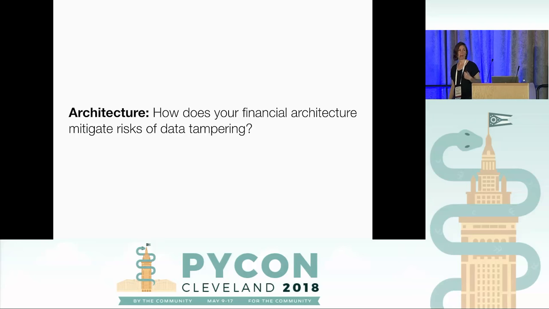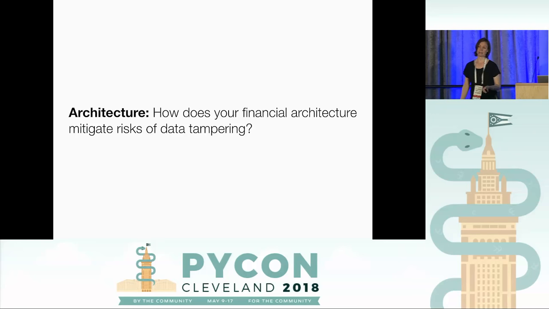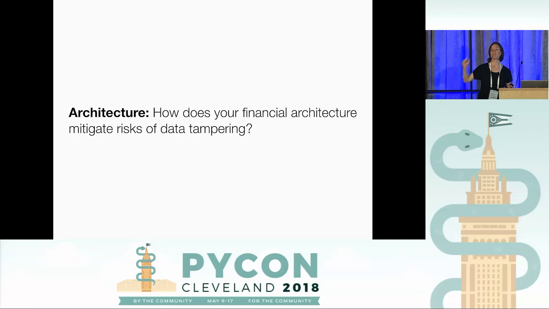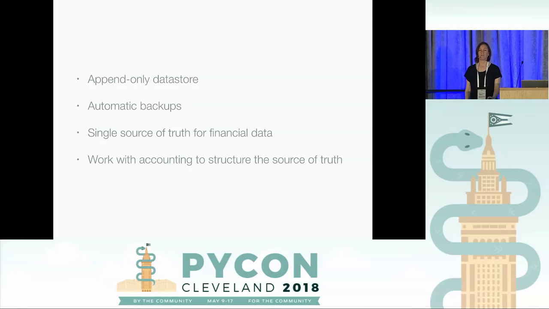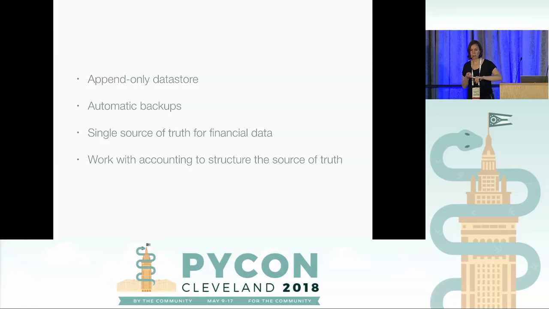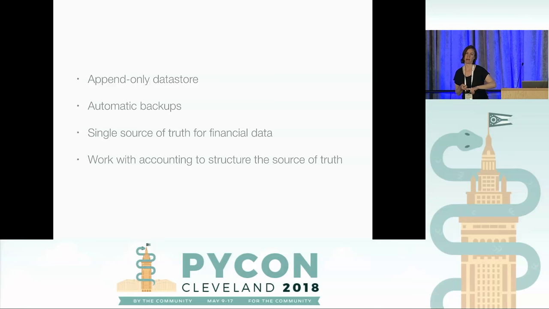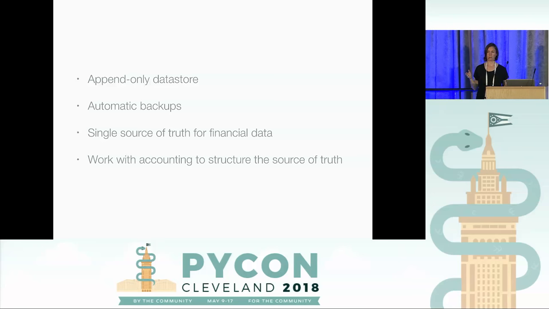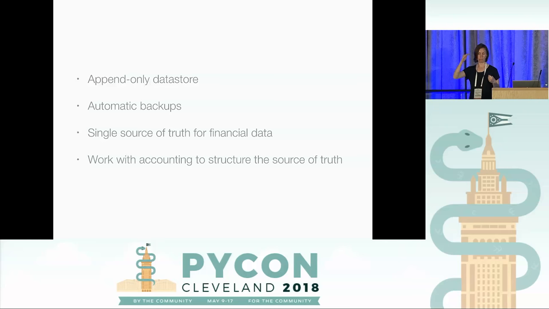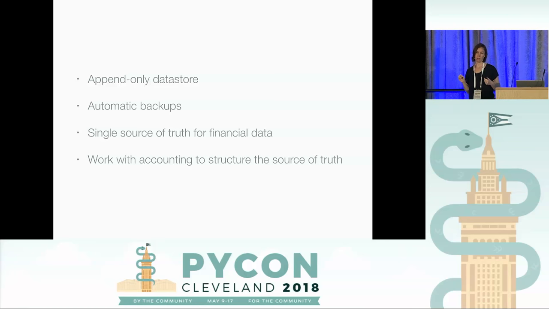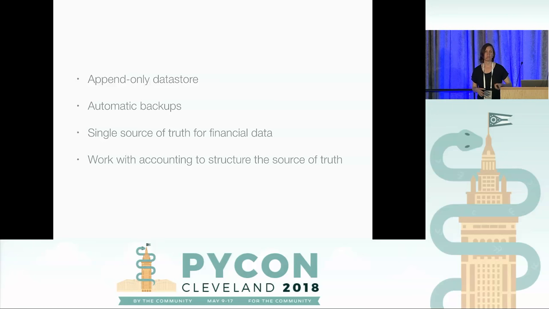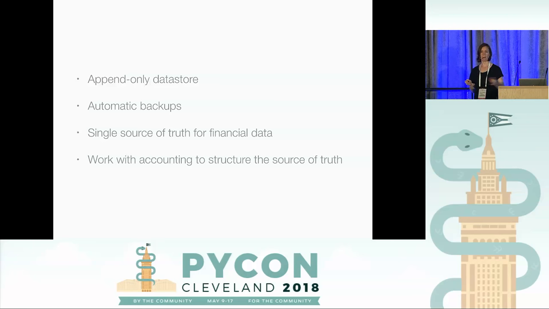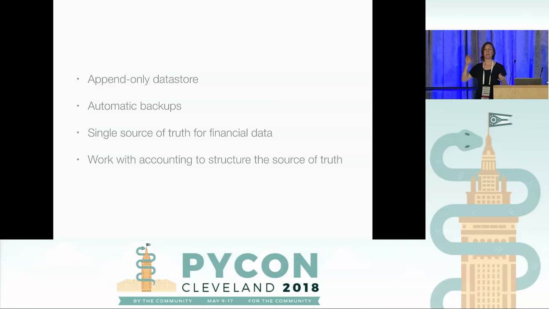Do you have a financial architecture that mitigates risks of data tampering? I want to talk about a couple of specific things here. The first is append-only data stores. That's like the merchants of Genoa: you cannot erase anything, and you can't add records after the fact. At Eventbrite, we use a double master MySQL configuration for our financial data that never changes anything. I know Airbnb uses a Kafka stream with a Spark process that records, again, an append-only record of every event in the financial system.